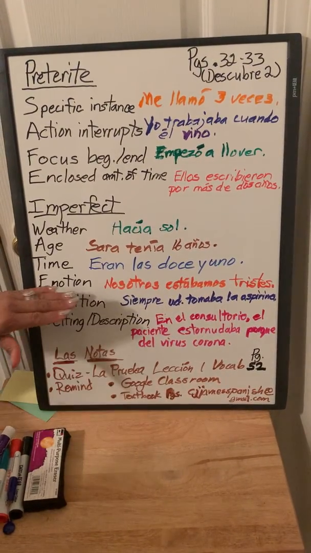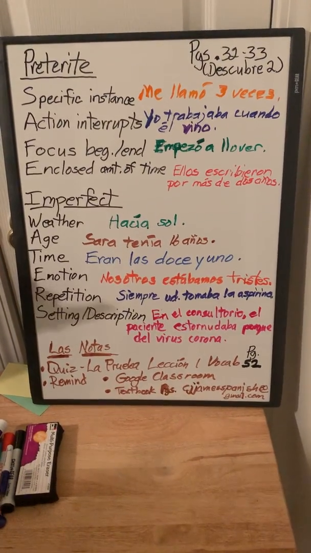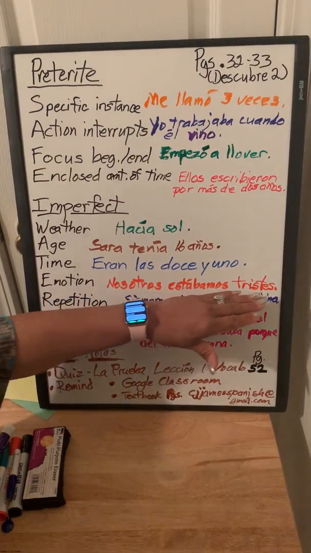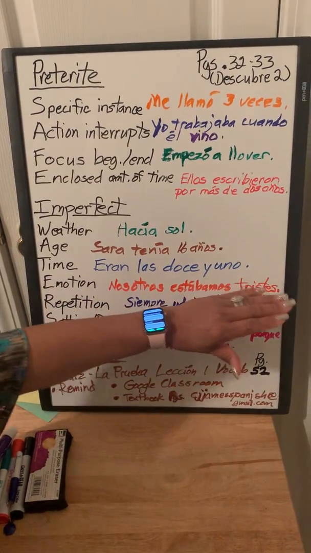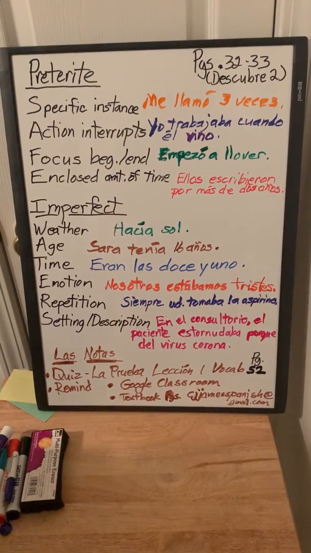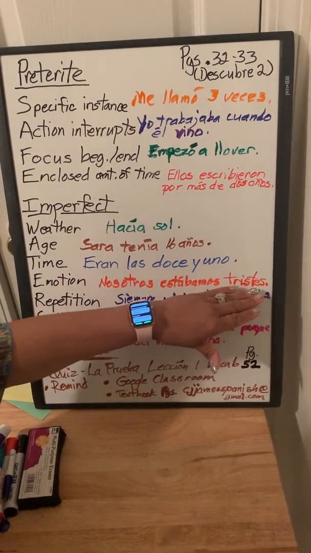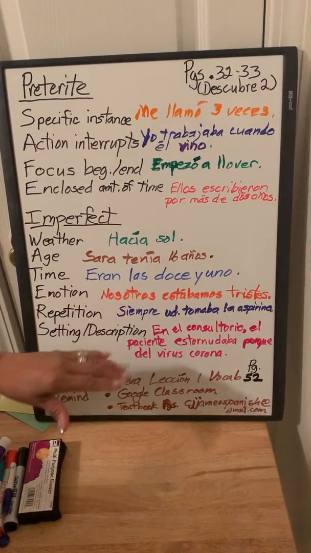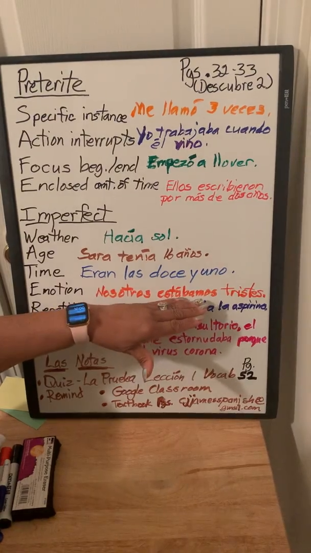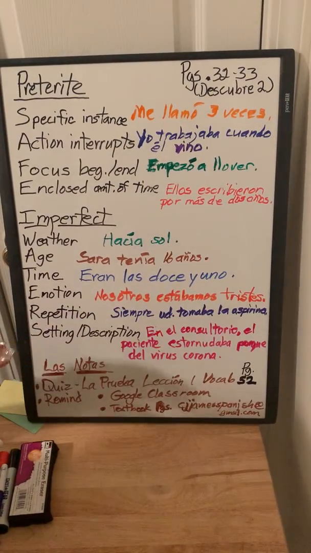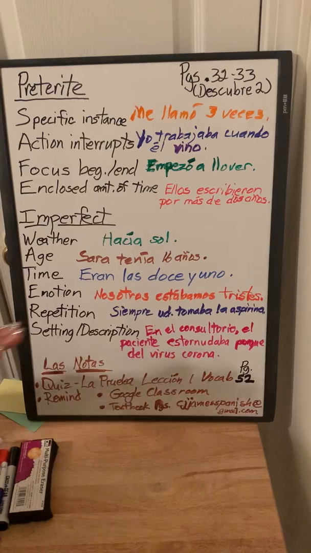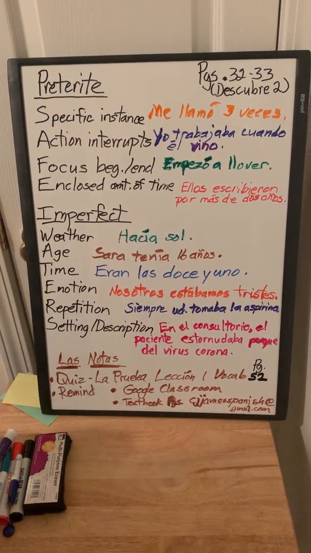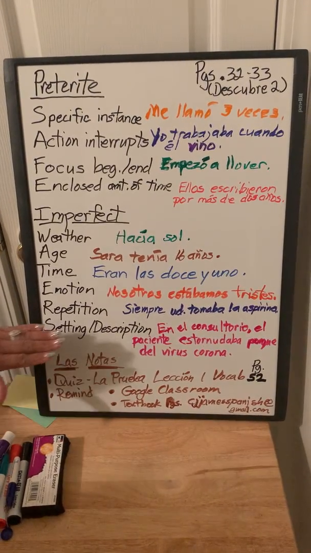Emotions, the E in waters is for emotion. Nosotros estábamos tristes. We were sad. And notice that because it's more than one person being sad, we have the adjective agreeing with the subject. And this is in the imperfect because being sad is an emotion. Being happy, being joyful, those are emotions. So we use the imperfect to describe emotions in the past.